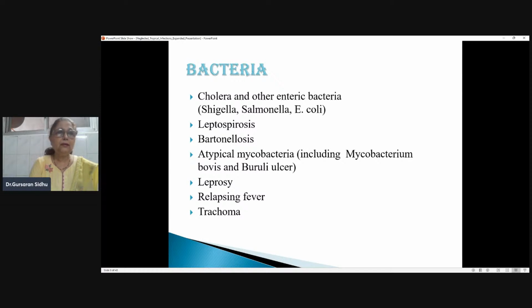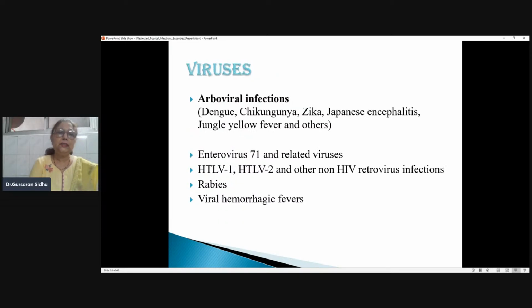So, for skin consultants, if you happen to see a lesion which is hypopigmented and there is no sensation, please do consider leprosy. It can still be seen, especially when you find out from which endemic area the person is coming, and a family history of that person is very, very important. Relapsing fever and trachoma are still seen. And viruses are so very important.